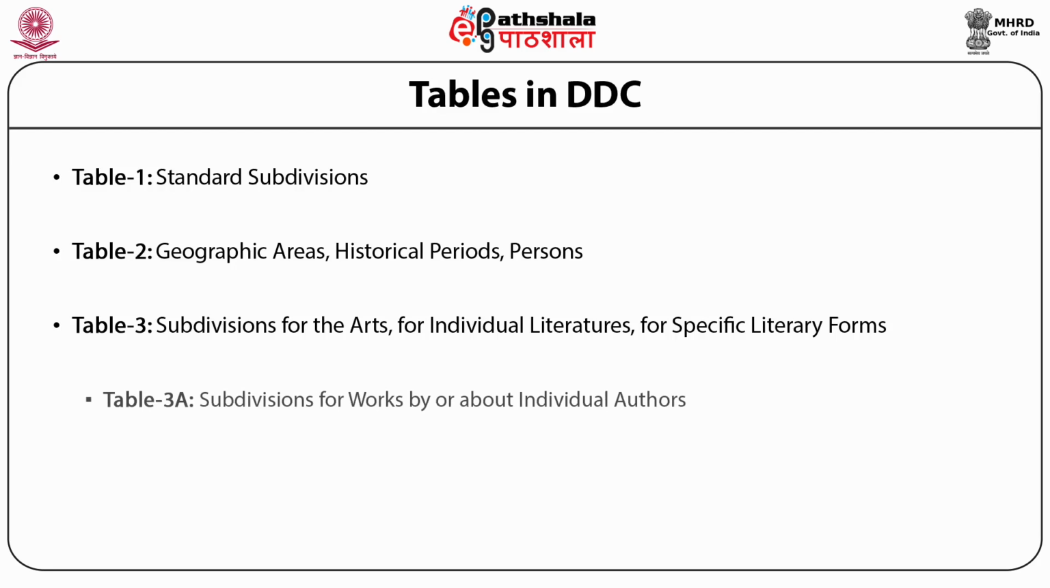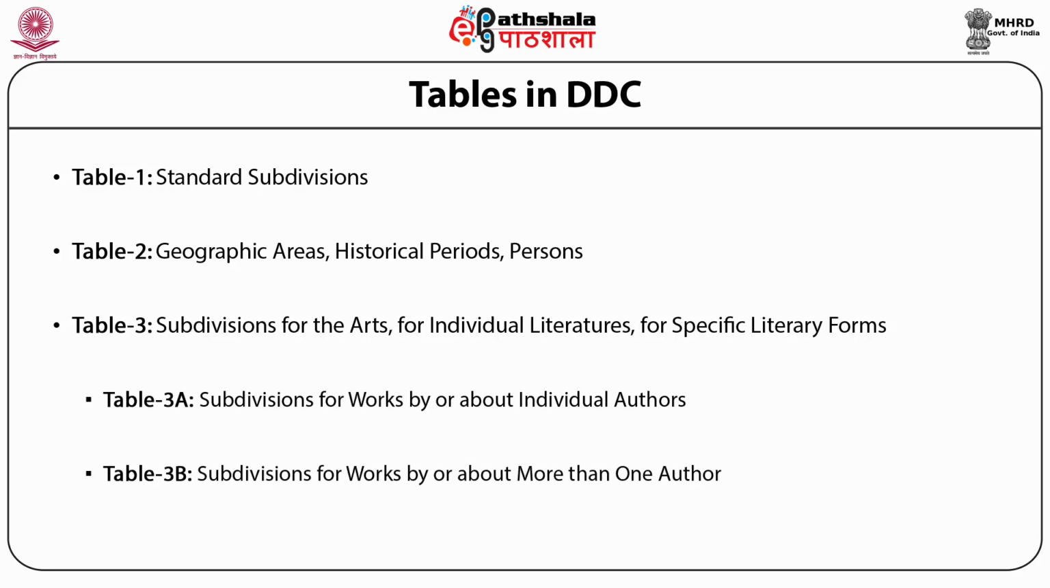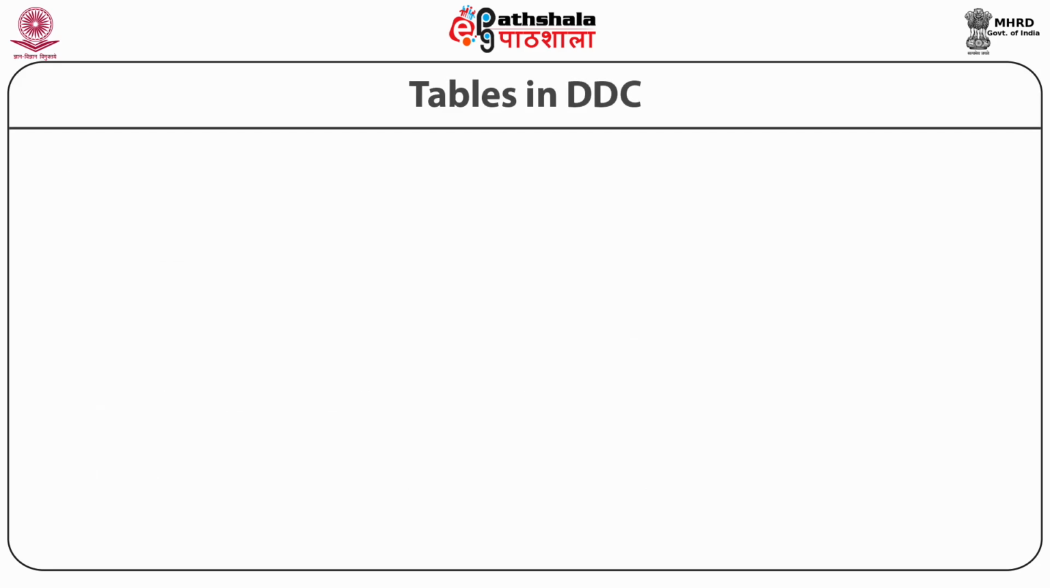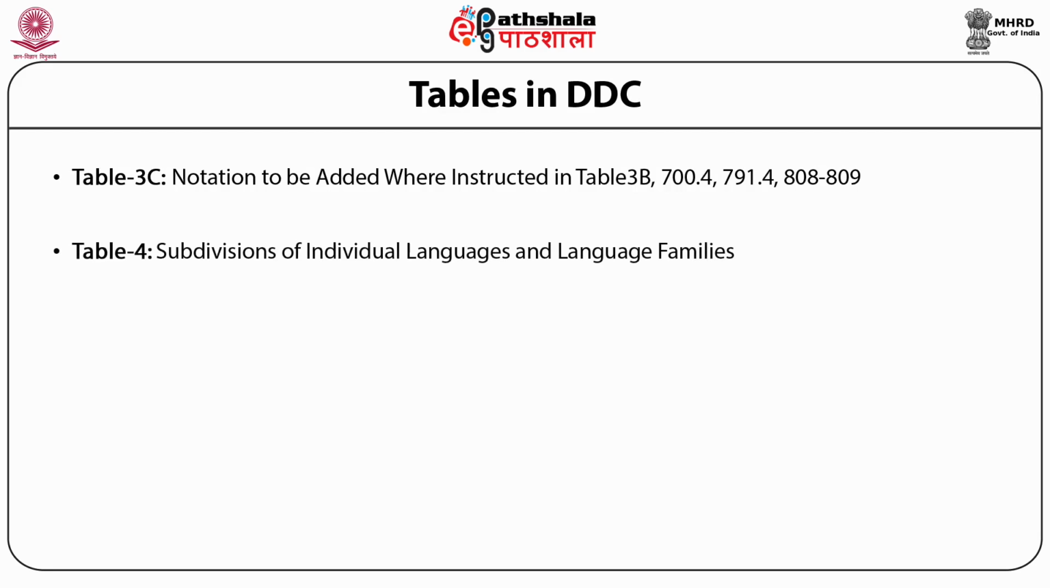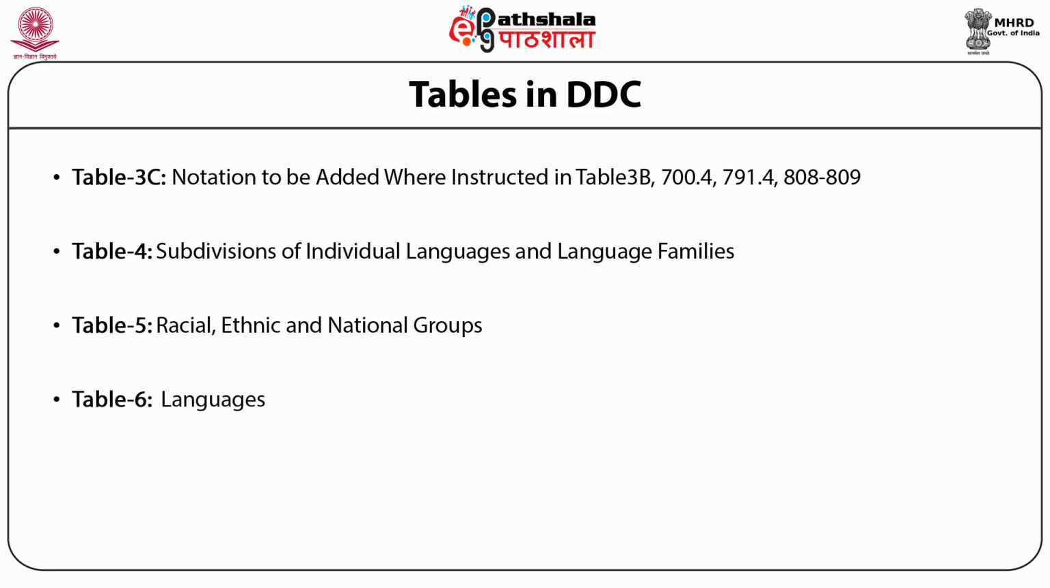These are Table 3A, Subdivision for works for or by an individual author; Table 3B, Subdivisions for works by or about more than one author; Table 3C, notation to be added where instructed in Table 3B. Then Table 4, subdivisions of individual languages and language families. Table 5, racial, ethnic and national groups. Table 6, languages. And lastly, Table 7, group of persons.